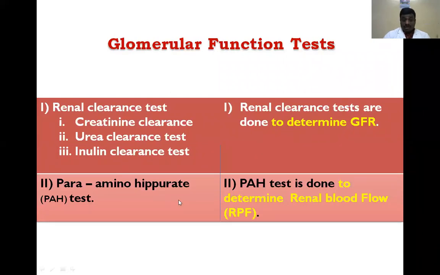Okay. So here we need to estimate renal blood flow also. For that, the second test, the para-aminohippuric test, is used for renal blood flow. So if you want to know whether the glomerulus is functioning properly or not, that mainly depends on the filtration and also renal blood flow. So for filtration, we do the renal clearance test. For the blood flow, we do the para-aminohippuric test.